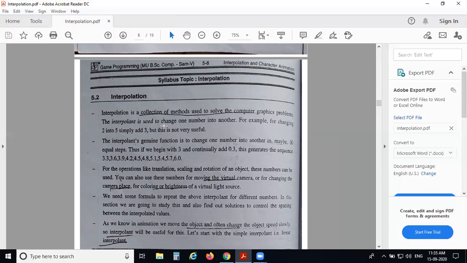If we begin with 3 and continually add 0.3, this generates a sequence like 3.3, 3.6, 3.9, 4.2, 4.5, up to 6.0. So by adding the particular value, that is 0.3, we generate the sequence. That means the value changes. So for operations like translation, scaling, rotation of particular objects, these numbers can be used.